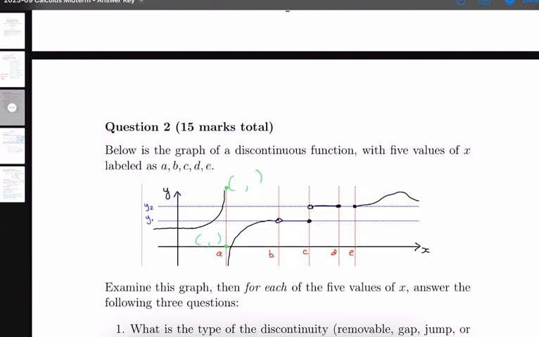0, 0, comma. A, comma 0. Why a comma 0? Why would we say this point is a comma 0? Have we lost you? Is that a yes? Why do we say a comma 0?